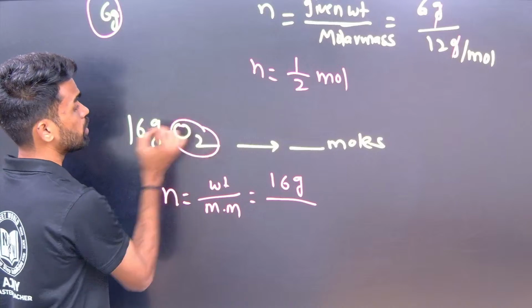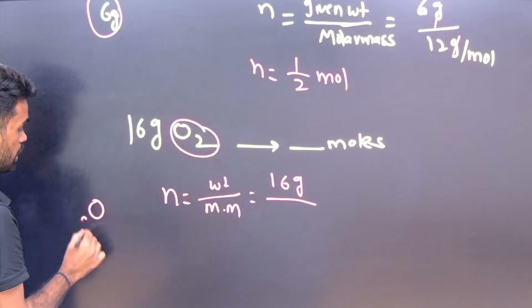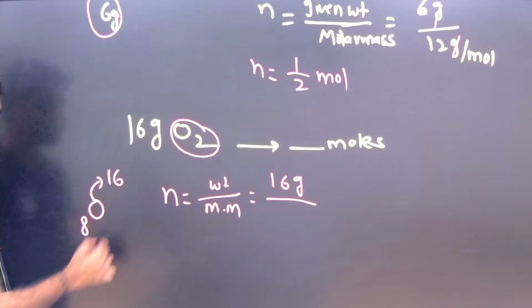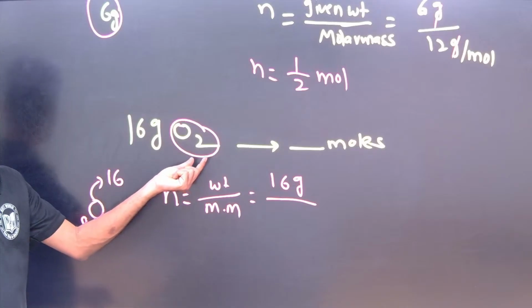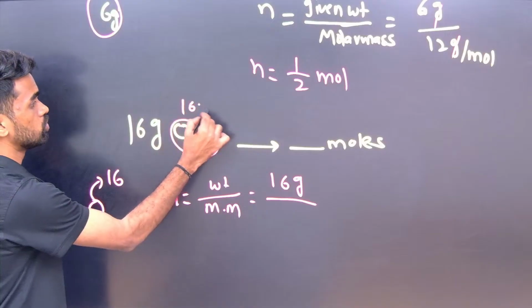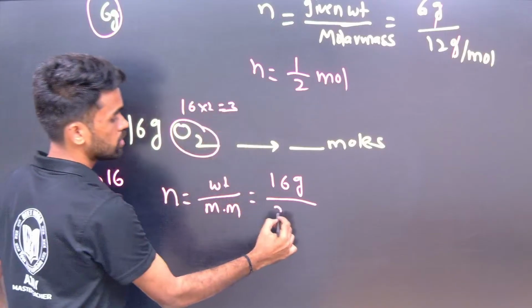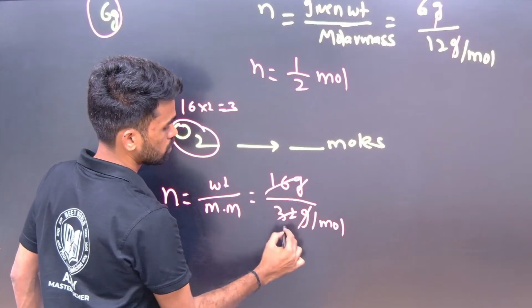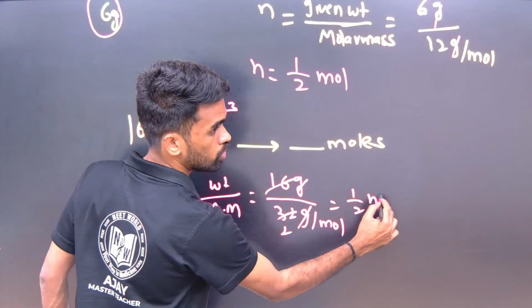See, the atomic number of the oxygen atom is 8, so the atomic mass is 16 for one oxygen atom. It is O2, so 16 into 2, 32. So here 32 gram per mole. So 16 by 32, that is 1 by 2 mole, like this.